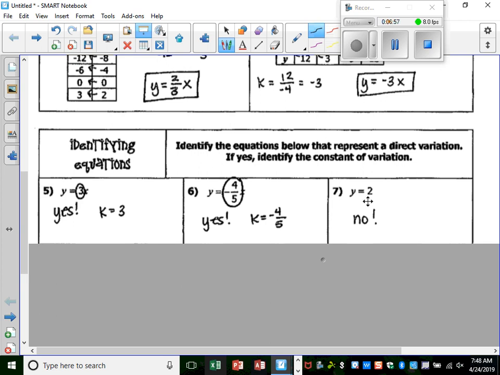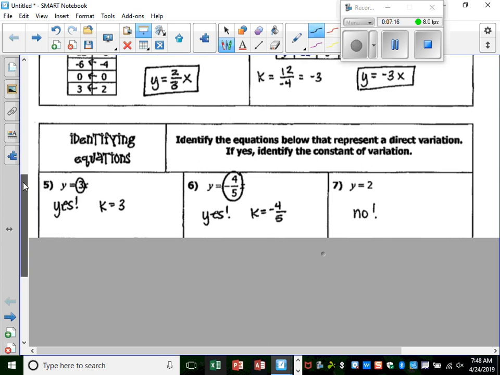Okay, number 7 is a no. What's missing in number 7? Why is this not in direct variation? Right, you don't have an x after that. And really, if you graph this on your calculator and get a visual, it's just a horizontal line. That's all it is. And it's not passing through the origin either. So that's a no.